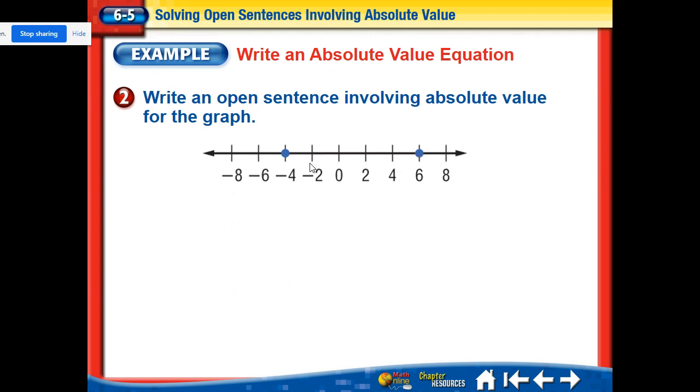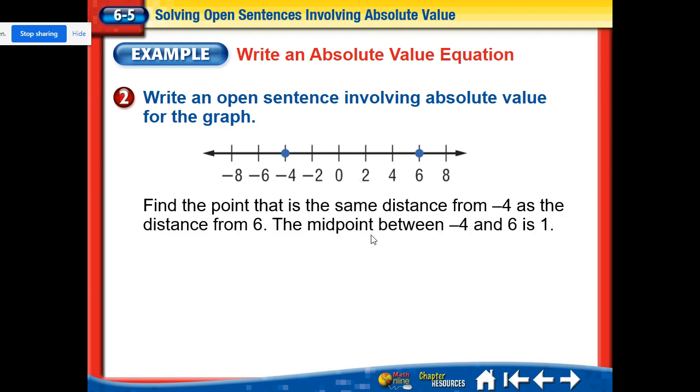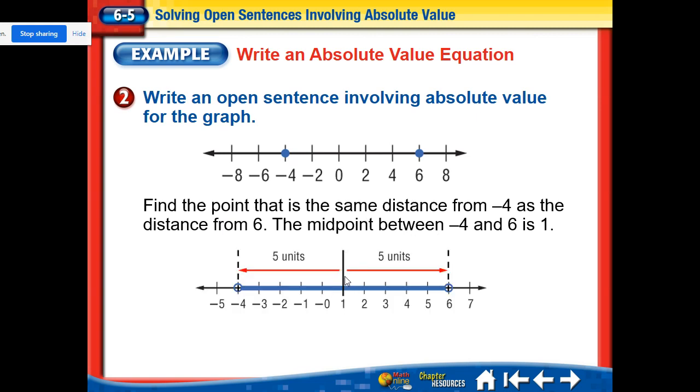We can also take answers on a number line and write the inequality. The way that we need to do this is we need to find the midpoint. So we want to find the middle point between negative 4 and 6. It is 1, and it's 5 units away in both directions.